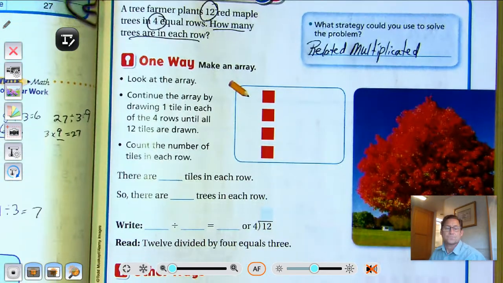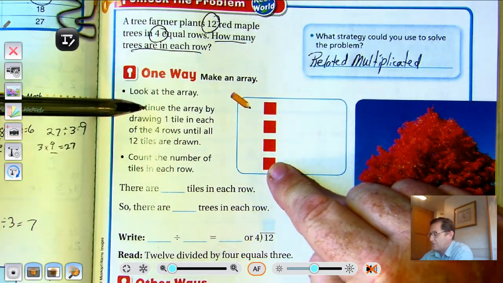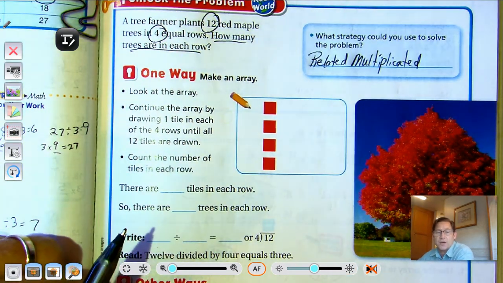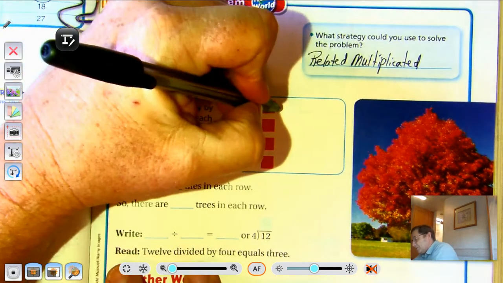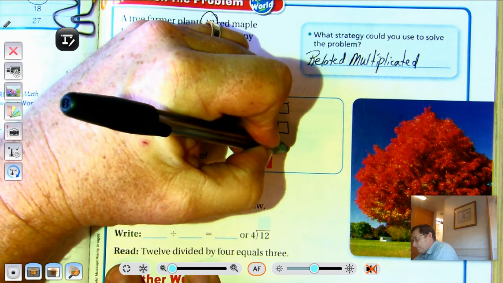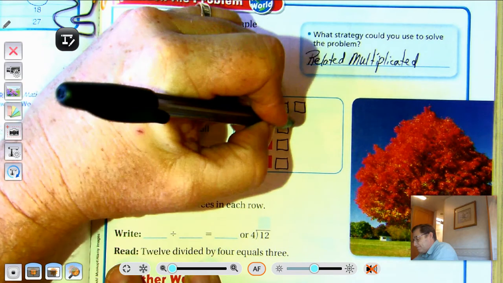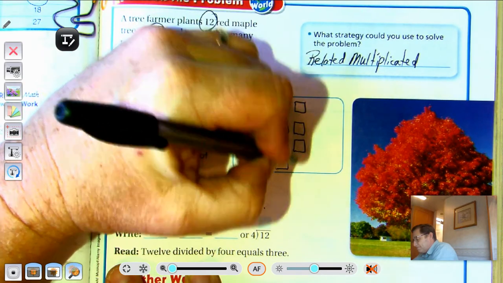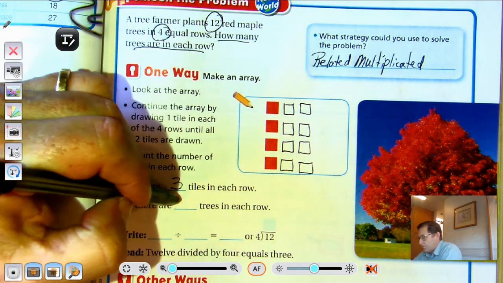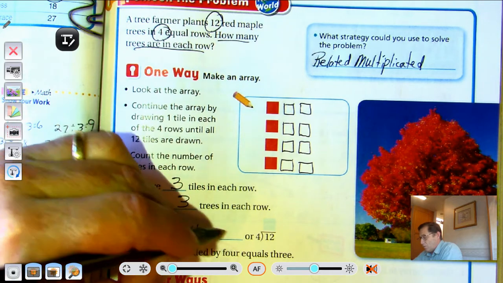Okay, so we have our 4 rows, and we're going to continue adding to the array by drawing one tile in each of the 4 rows until all 12 tiles are drawn. So one strategy for dividing is to use an array. That's 8. And that's 12. So there are 3 tiles in each row, so there are 3 trees in each row. So we would write 12 divided by 4 is 3.